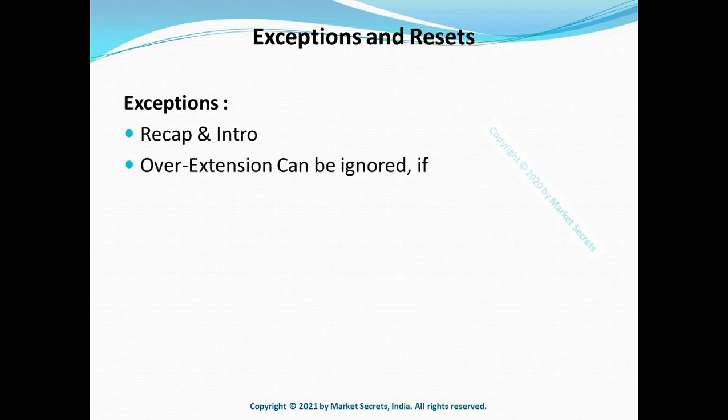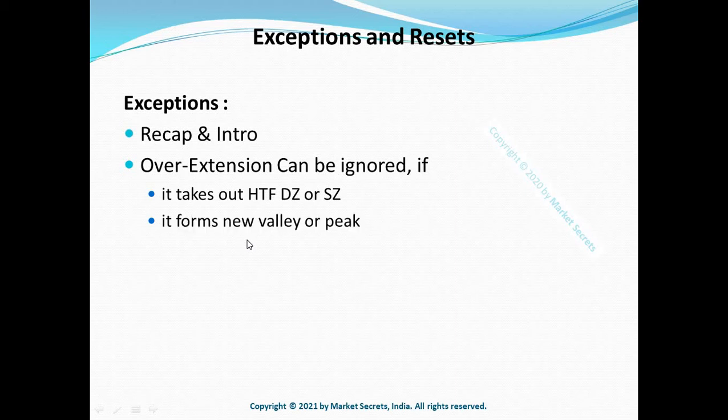But there is an exception to this rule. Overextension and thus an aggressive trend line can be ignored if a level that is part of that overextension has caused an important accomplishment such as breaking a supply or demand level of higher time frame, or when the price forms a new valley or a peak, as a valley or a peak is considered as a pullback and thus a reversion to the mean.